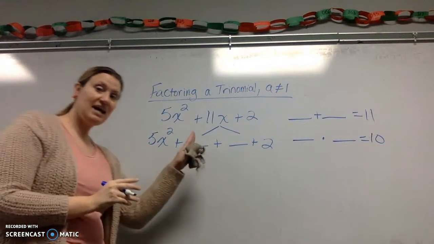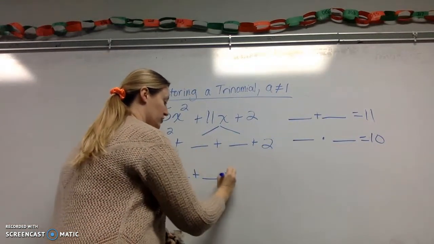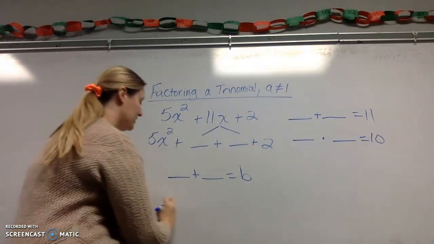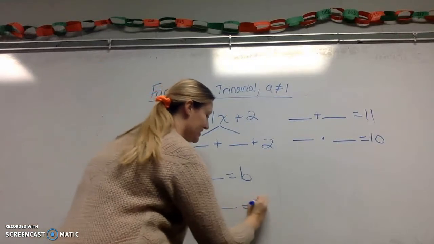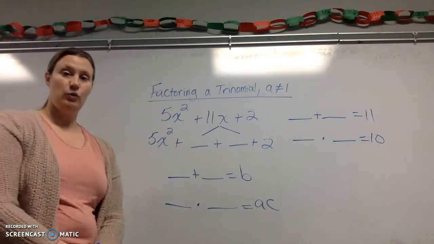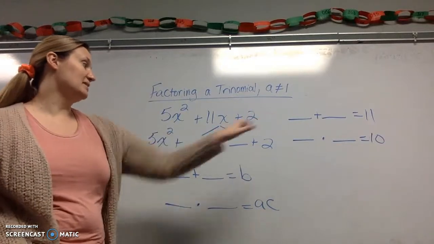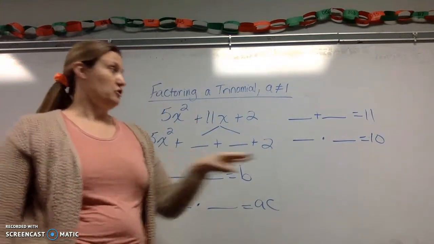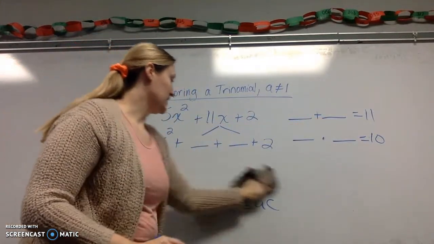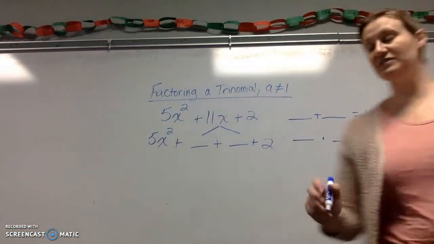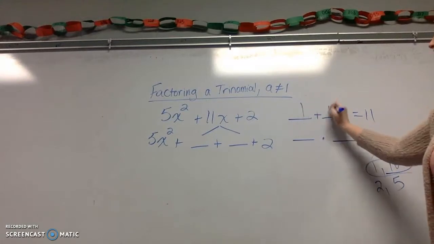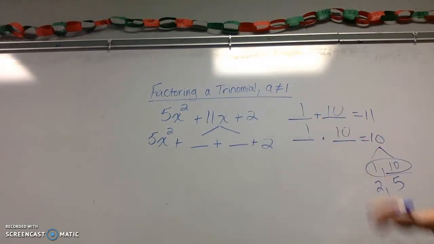In other words, anytime you want to split, your 2 numbers have to add to give you the b value. Remember a, b, c. But those 2 numbers have to multiply to give you what a times c would be. So again, in this case, our b is 11, and 5 times 2, our a times c, is 10. So I need 2 numbers that add to give me 11 and multiply to give me 10. If I write the factors of 10 out, I have 1 and 10, 2 and 5. The one that adds to 11 is here. So 1 plus 10 gives me 11, and 1 times 10 gives me 10.